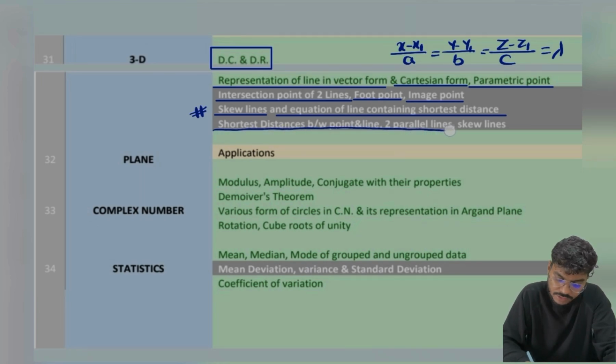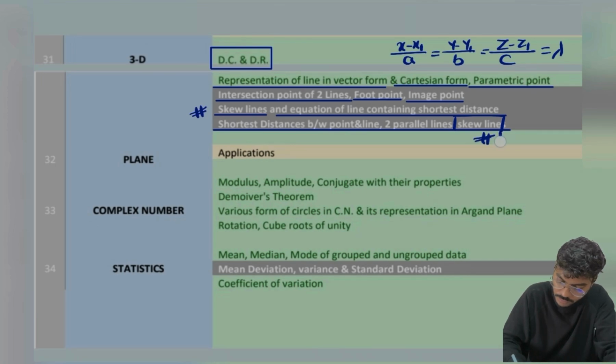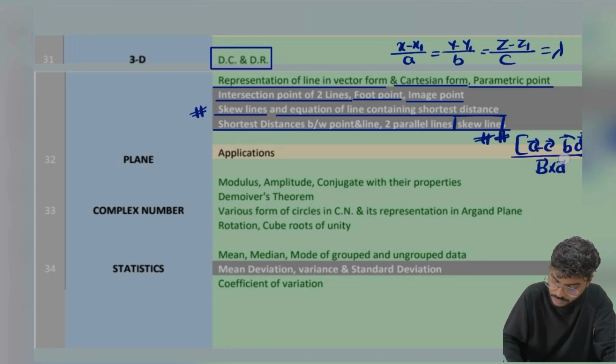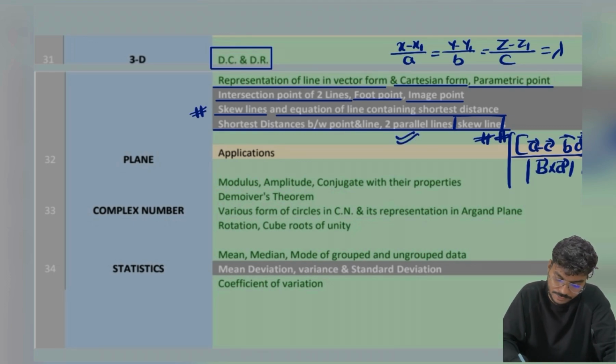Then the shortest distance between the point and the line. Then two parallel lines, skew lines, we have to remember the shortest distance between them. Shortest distance between the skew lines, always remember the formula. What was the formula, if you remember? (A minus C) dot (B cross D) upon the magnitude of B cross D, right? The whole determinant. Shortest distance formula between the skew lines, and between the parallel lines also.